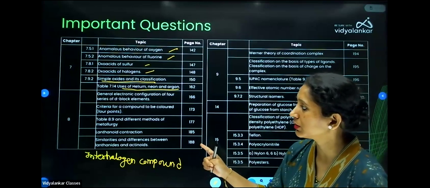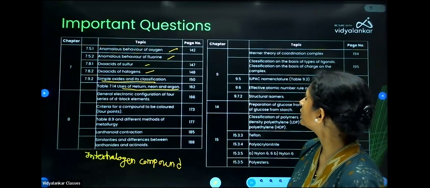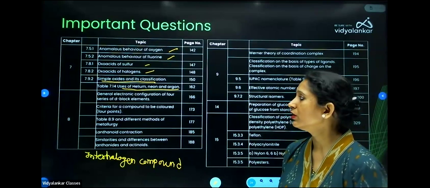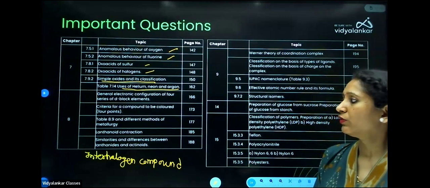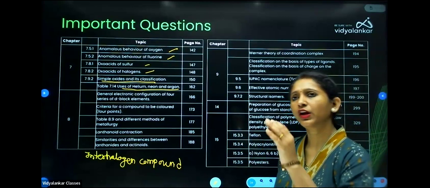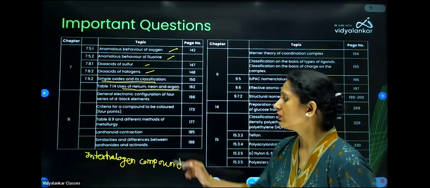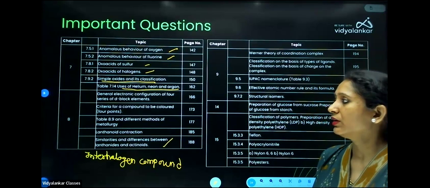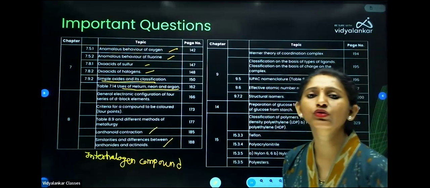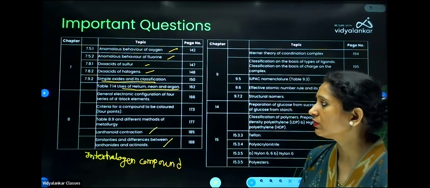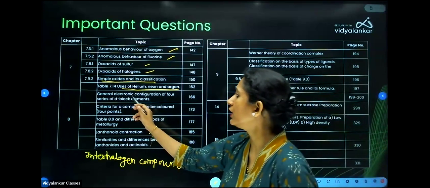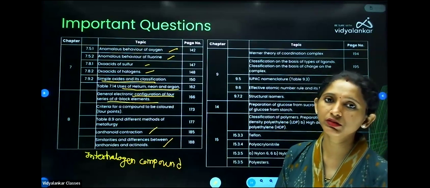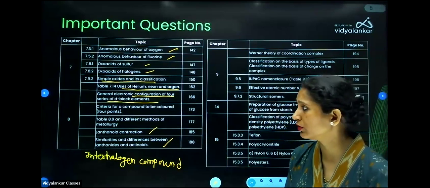Let us discuss chapter number 8. This is your transition and inner transition chapter, again with the weightage of 8 marks with option. Here, the very important and very easy topic is the lanthanide and actinide differences and similarities. Then lanthanide contraction, a mostly asked question. With this, you can go with the general electronic configuration of all the 4 series of D block elements. A 1 mark question can be framed on this.